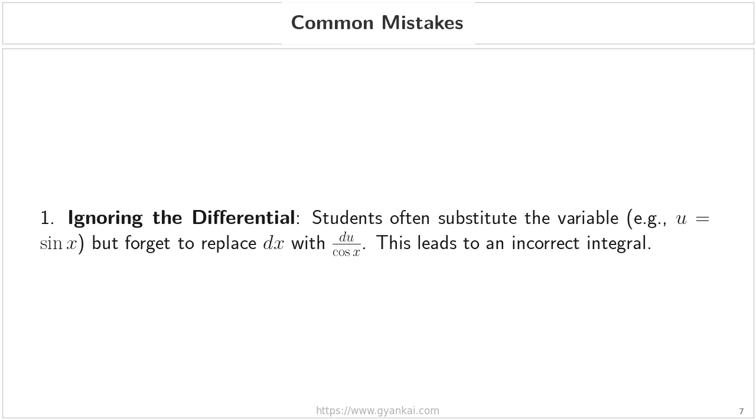1. Ignoring the differential. This is a really frequent error. Remember, when we perform a substitution, like letting u equal sin x, we aren't just changing the variable inside the integral. We're also changing how we express the dx, which represents an infinitesimally small change in x. If we have u equals sin x, then the derivative with respect to x is cosine x. This means du, the infinitesimally small change in u, is equal to cosine x times dx. Therefore, dx becomes du divided by cosine x. If you simply replace sin x with u and forget to change the dx accordingly, your integral will be incorrect. It's a small step, but a crucial one.